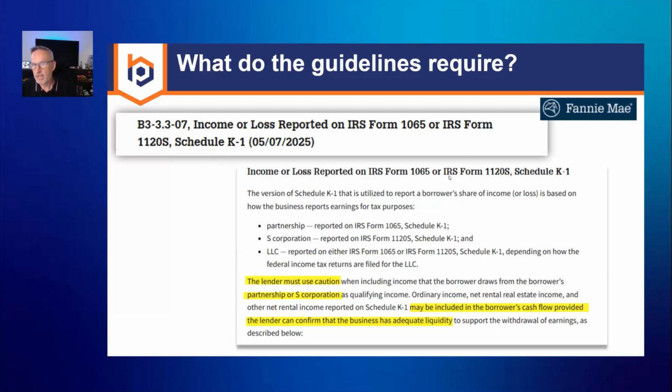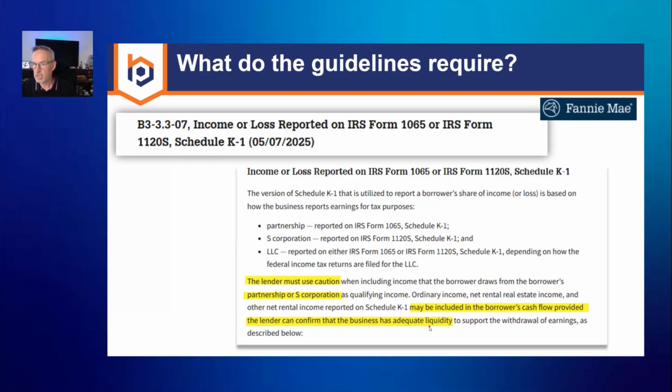Hey, if you're going to use money from a 1065 or 1120S, that's what our focus is today, which are partnerships or S corporations, which can also be LLCs, look at these words: the lender must use caution. Now, that's a weird way to start a guideline off. How many other guidelines can you think of that they start with that explanation? They don't. So if you want to use partnership or S corporations as qualifying income, you can use the money from the K-1 as long as you can confirm the business has adequate liquidity.